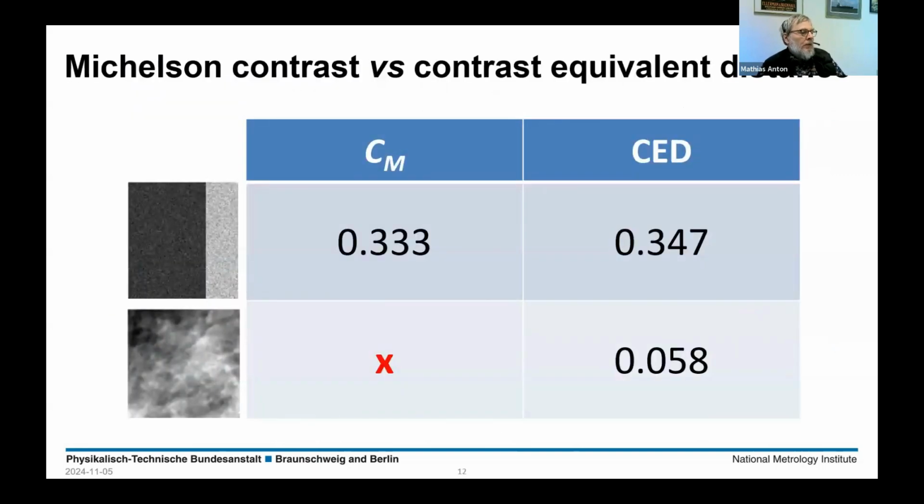If we compare now CED and Michelson contrast, for the step, it's almost the same thing. But for the image, the ROI of an anatomical image, you see that you can define and calculate a contrast equivalent distance, but they have no way to calculate the Michelson contrast.